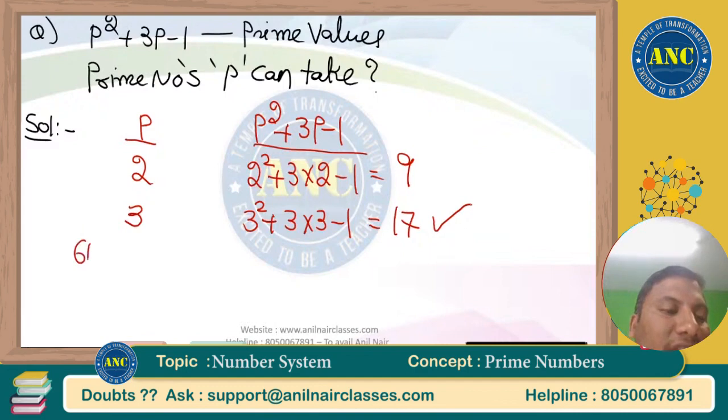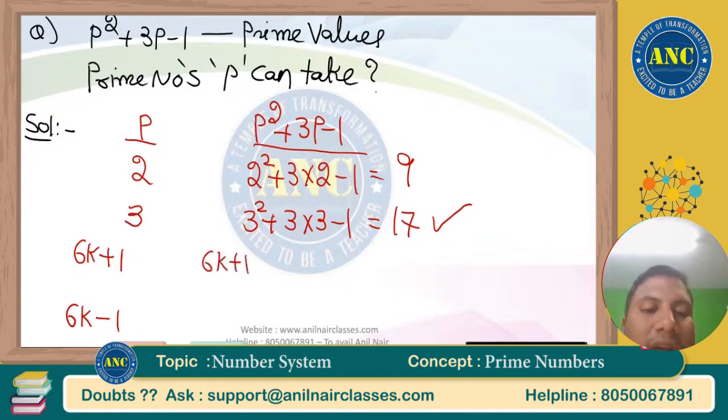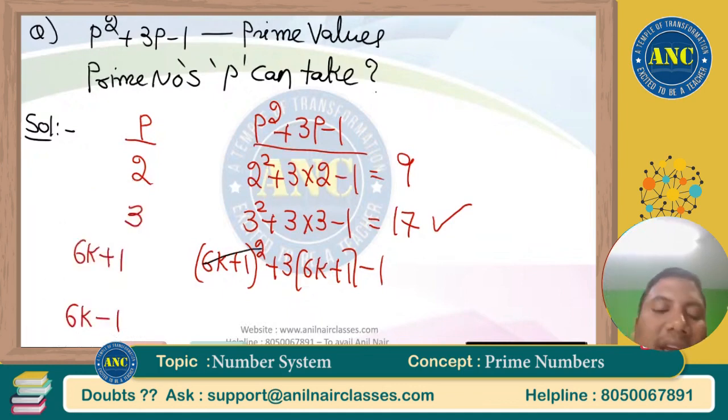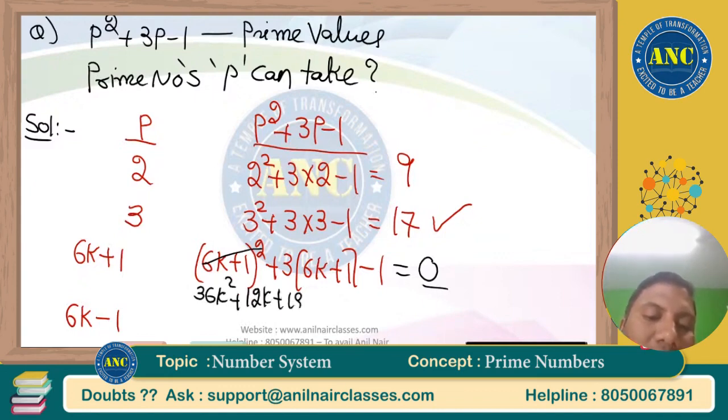Any prime number greater than 3 is of the form 6k plus 1 or 6k minus 1. If I substitute, it is (6k plus 1) whole square plus 3 into (6k plus 1) minus 1. 6k whole square, 36k square, is divisible by 3. 2 into 6k, 12k, divisible by 3. 18k divisible by 3. 3 divisible by 3. 1 minus 1, 0. That means it is perfectly divisible by 3. Opening again: 36k square plus 12k plus 18k plus 1 plus 3 minus 1. Divisible by 3, divisible by 3, divisible by 3. 1 minus 1 cancel. 3 is divisible by 3.